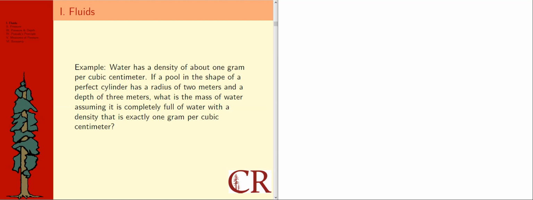Water has a density of about 1 gram per cubic centimeter. If a pool in the shape of a perfect cylinder has a radius of 2 meters and a depth of 3 meters, what is the mass of water, assuming it is completely full of water, with a density that is exactly 1 gram per cubic centimeter?